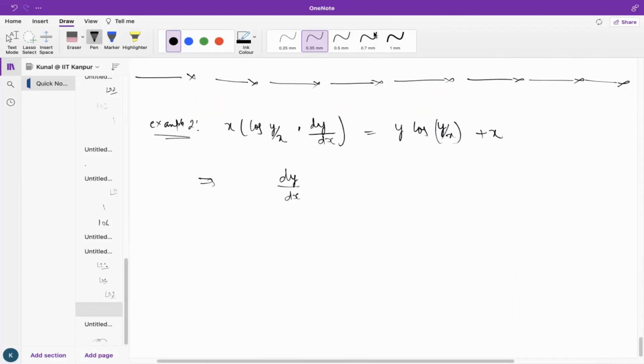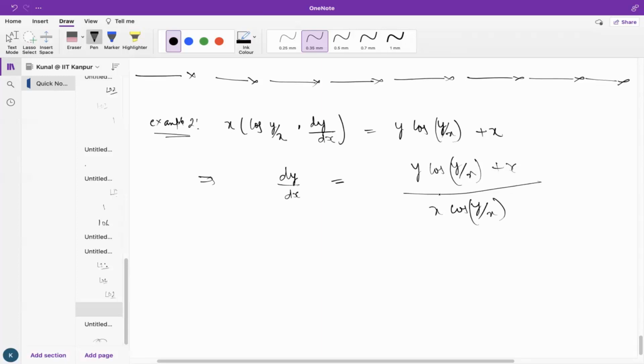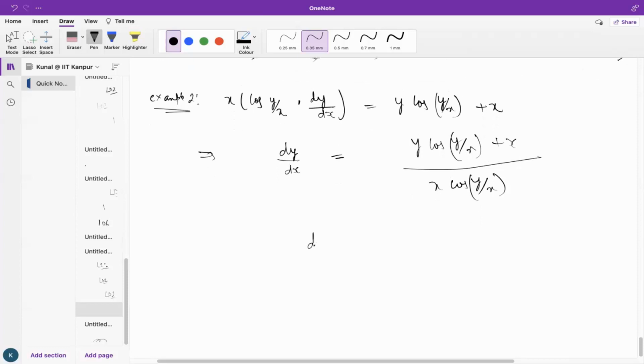So dy by dx is equal to, what we can write here, y cos y by x plus x divided by x cos y by x, right? We can write it into this form. And now what you have to do? First try to simplify it. So what we'll get? We'll get y by x plus x got cancelled, so we'll get cos of y by x.